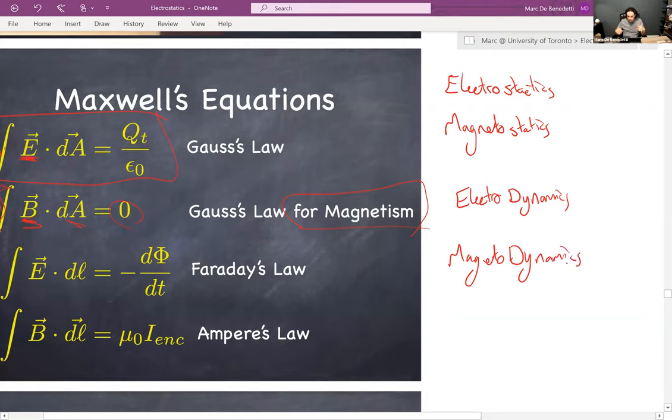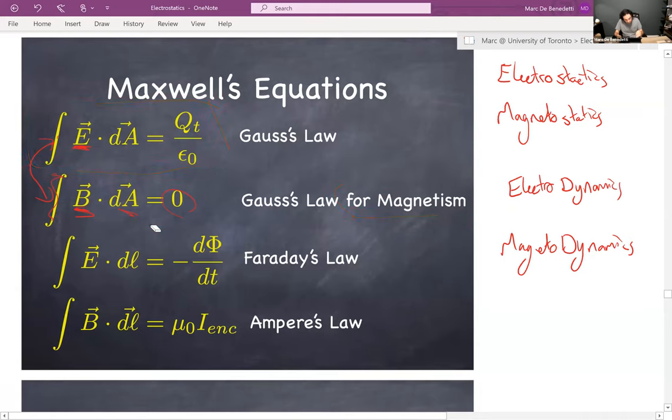Dynamics means motion. So electrostatics means electricity that is not moving. What equation out of Maxwell's equations involves E without time? There's no time in this equation at all. So electrostatics is governed by Gauss's law. Okay, magnetostatics. Magneto means magnetism. Statics means no time, like they're stagnant, they're not moving. So out of the remaining three Maxwell's equations, what has B but no T? This one.